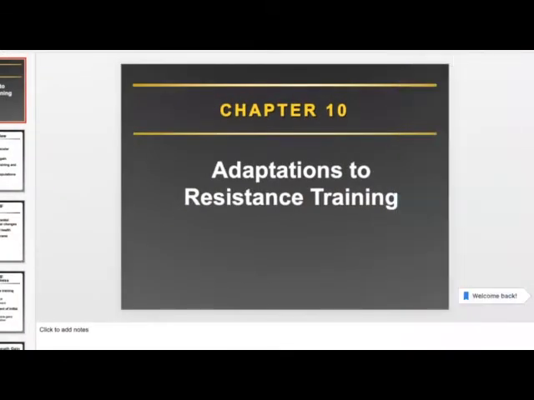And chapter 10 in our book begins our discussion about physiological changes due to resistance training. So there's a bunch of different types of training. In this chapter, we're going to talk about pretty much lifting weights, right? Lifting against a resistance. So this is lifting weight training. What happens to your body when you lift weights?